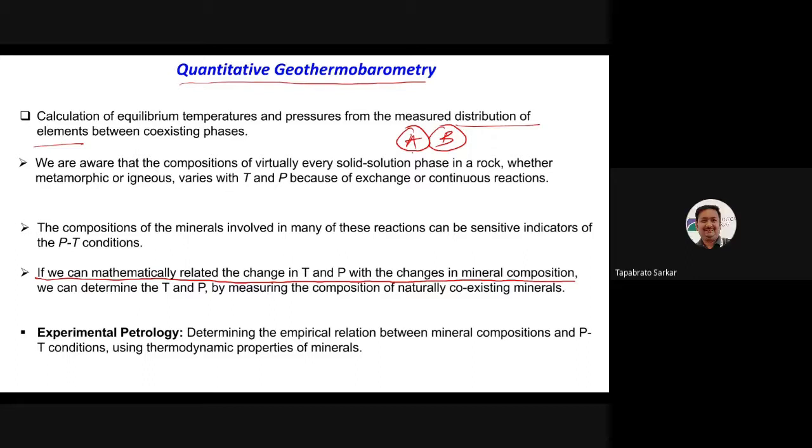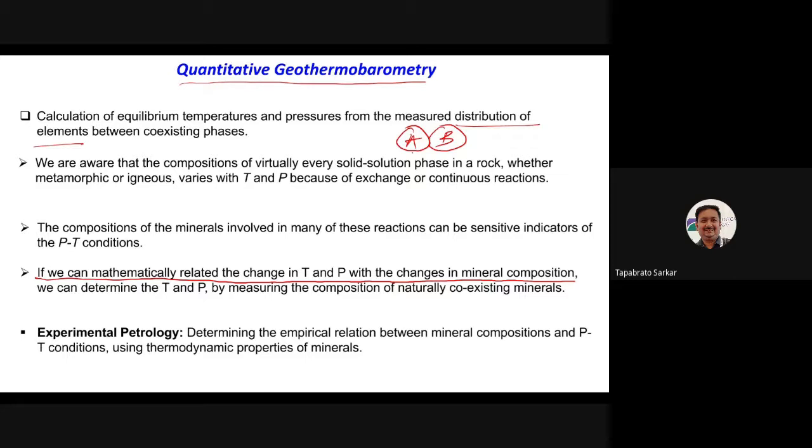See, if we can find the relation of how, if the pressure and the temperature change, the composition of the mineral pairs changes. Let's say mineral A and B. Mineral A and B are coexisting at, let's say, 500 degrees centigrade, just for the sake of saying. Mineral A and B have a particular composition. Now if you increase the temperature to 600 degrees centigrade, then the composition of both A and B changes.